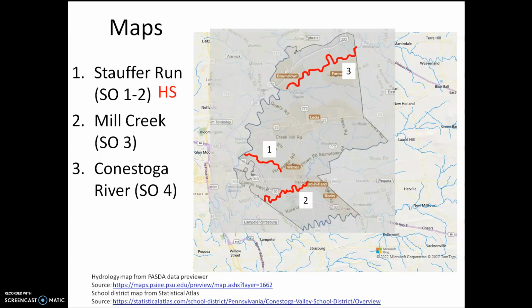Something else that is important in the site selection here is the proximity of each of these streams to schools in our district. Stauffer Run is very, very close to our high school. Mill Creek is close to one of our elementary schools called Smoketown Elementary, and the Conestoga River is very, very close to Brownstown Elementary. There are 2 other elementary schools in our district, and I could easily add streams near their locations if this ends up being a fruitful project.